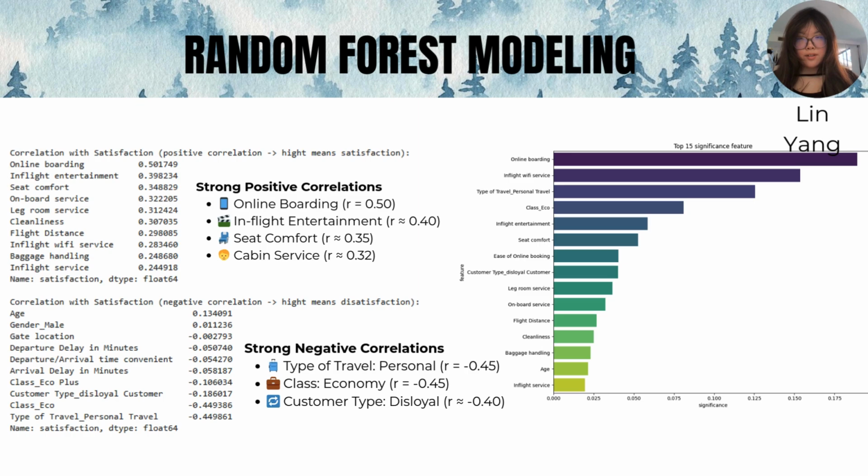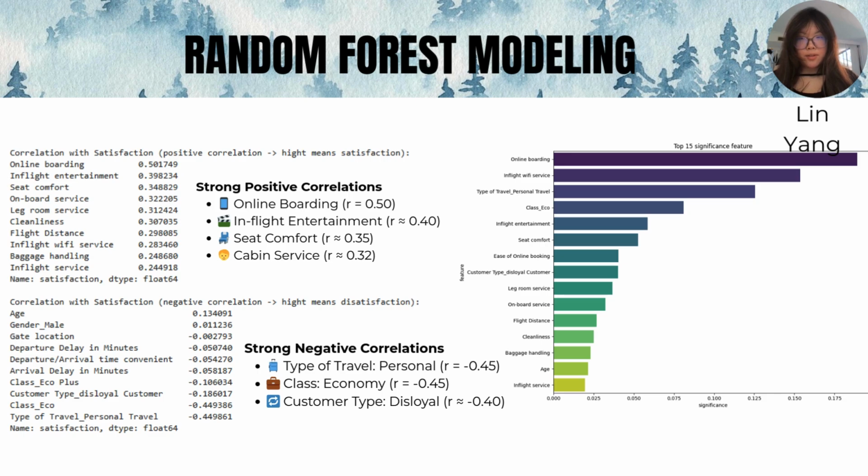The strongest positive correlation is with online boarding, which is 0.5, showing a close link between digital boarding and satisfaction. Other features like in-flight entertainment, seat comfort, and cabin services show moderate positive correlations, 0.3 to 0.4, suggesting a consistent link with satisfaction. On the negative side, personal travel and economy class show a correlation of negative 0.45, meaning lower satisfaction is more common in these groups.